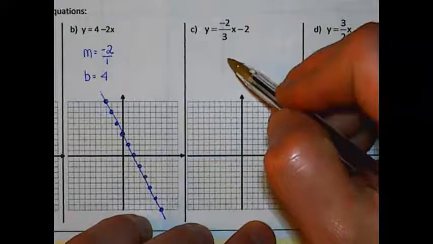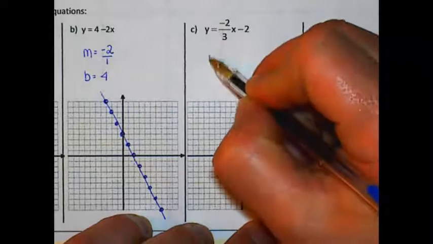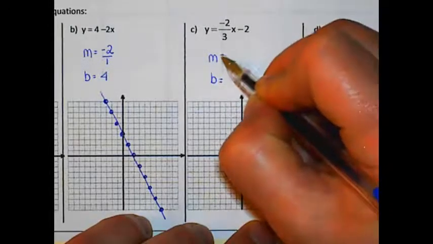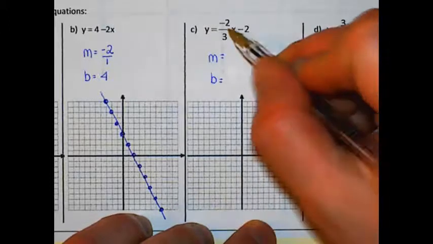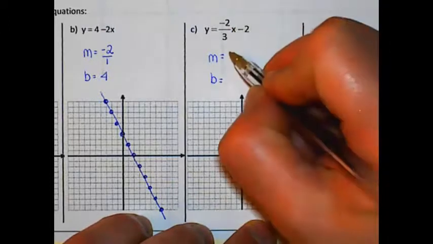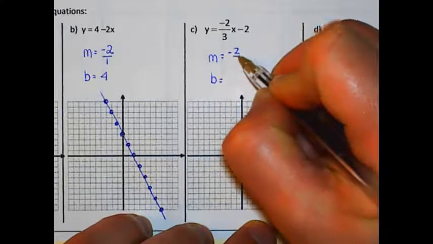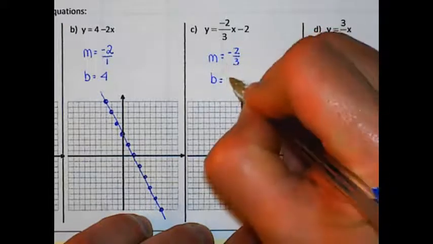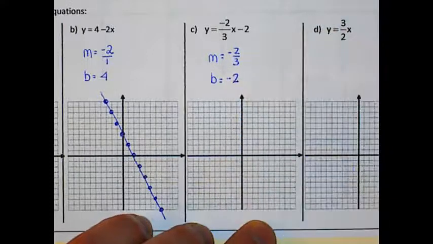Always ask yourself, is the y alone? Yes, it is. So let's identify m and b. And m is the number in front of the x, so this would be negative 2/3. And the b will be the number without x, in this case negative 2.